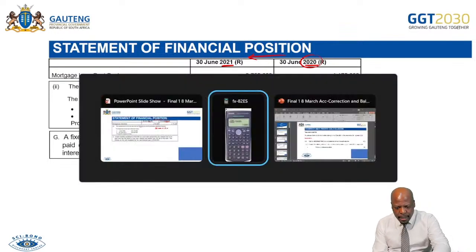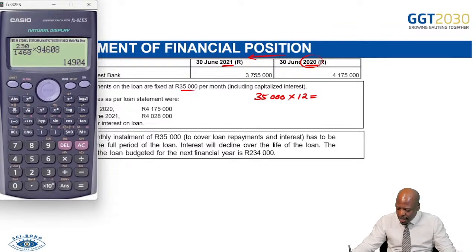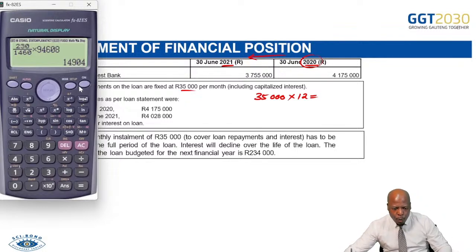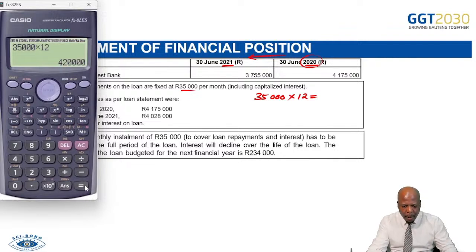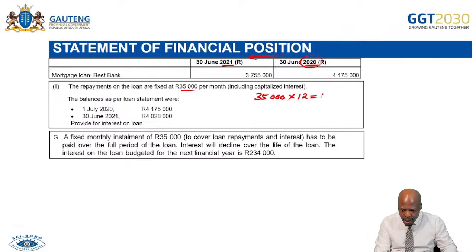Let's do it together. Let's see if we can punch that in the calculator. So we are now saying it is our 35,000 that we're paying per month, and we then multiply that by 12. All right, so if you multiply that by 12, we get 420. So it means annually we pay 420,000. The repayments on the loan are fixed at 35,000 per month, including interest.